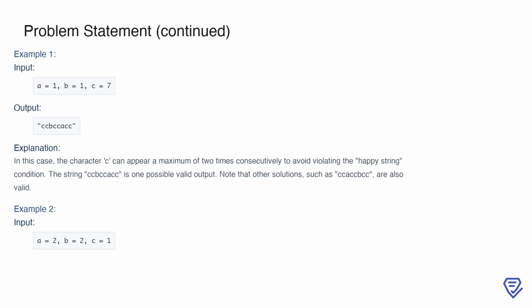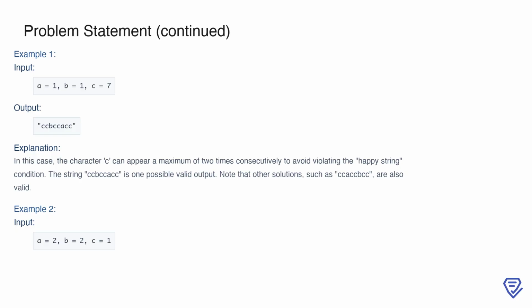The goal is to maximize the length of the string while ensuring it remains valid. Let's look at an example. Suppose the input values are A equals 1, B equals 1, and C equals 7. A possible output for this case is the string CCACCBCC. Here, the character C appears the most frequently, but it never occurs more than twice consecutively, which ensures the happy string condition is maintained. For example, the sequence CCC is avoided by interspersing B's and A's strategically. It's important to note that other valid solutions could also be generated, as long as the happy string rules are followed.